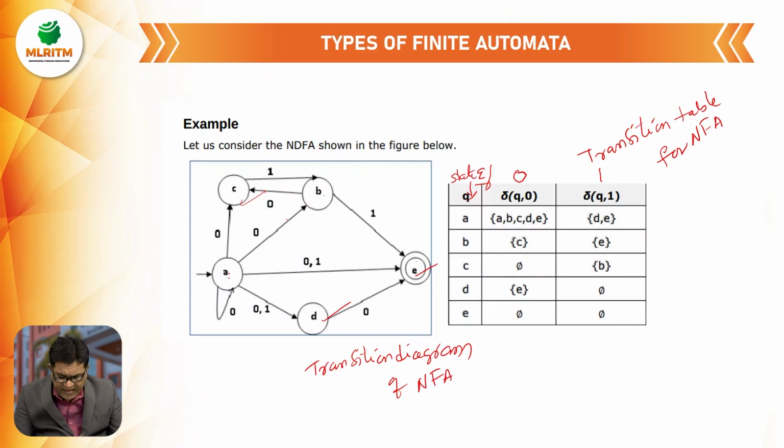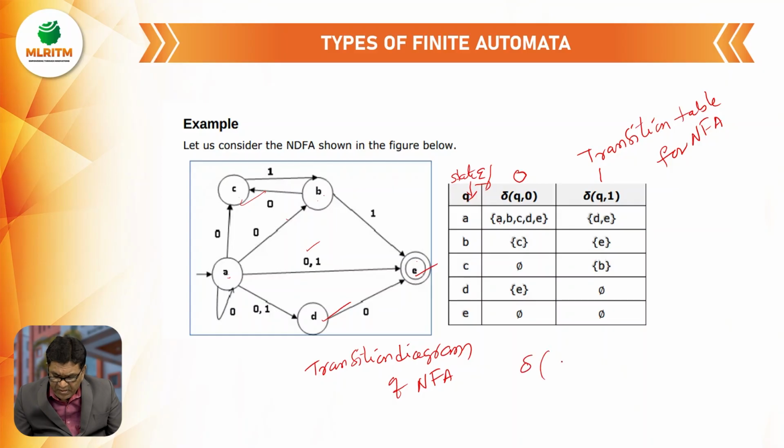Now, here A with 0, A itself only. A with 0 goes to B. A with 0 goes to C. A with 0 goes to D. A with 0 goes to D and E. That is delta of A with 0.